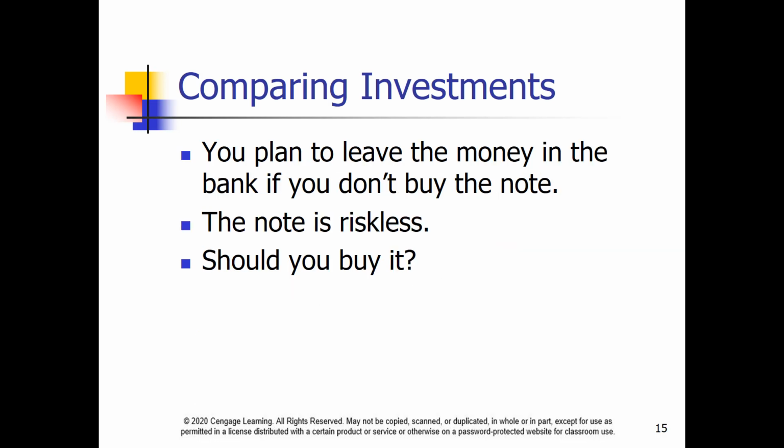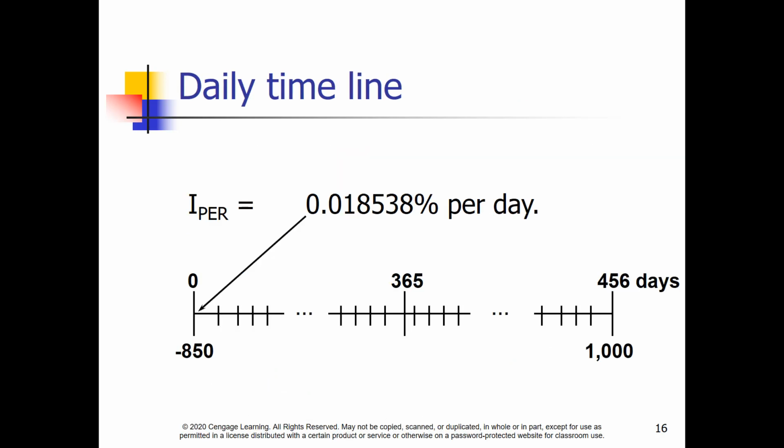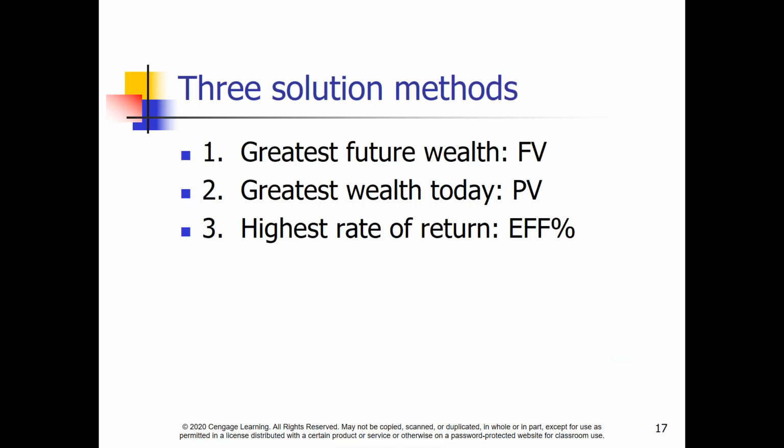So how do you go about comparing the two options? Here's the problem shown on a timeline with the daily bank rate shown. There are 3 ways to compare the two options. Basically, will $850 left in the bank result in more or less than $1,000? Compute the present value of the note as its cost. Calculate the implied rate of return on the note, and we'll go through each of these options.